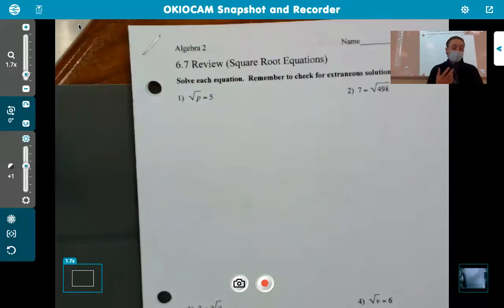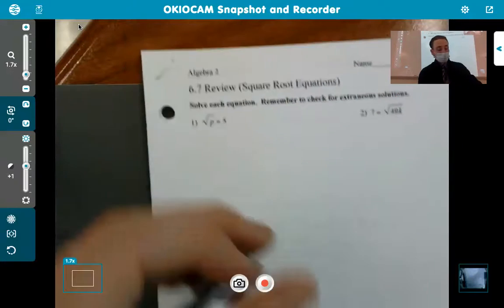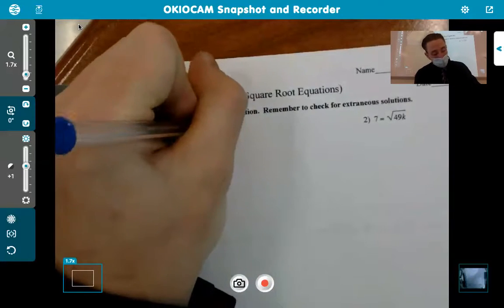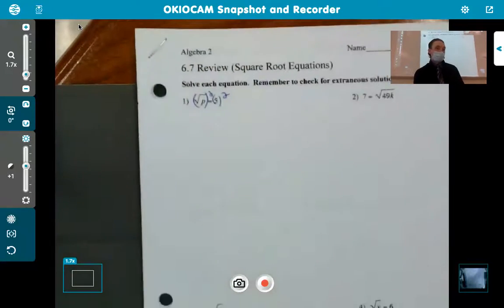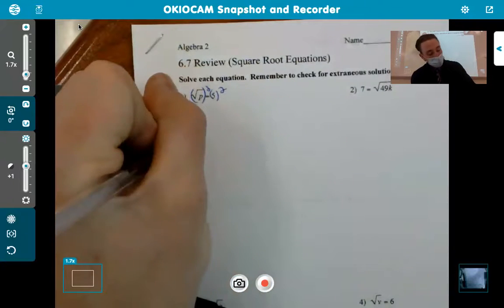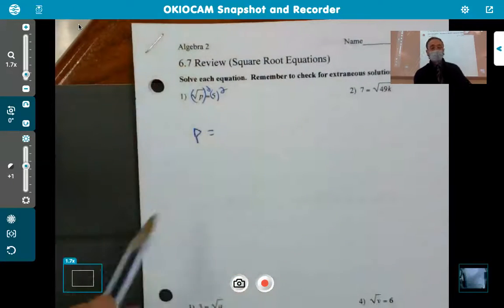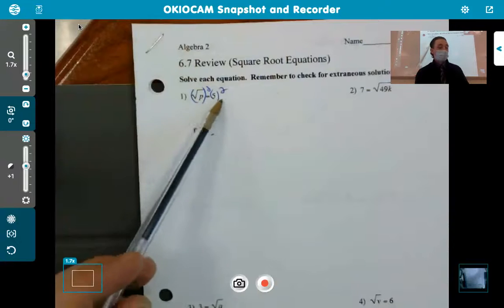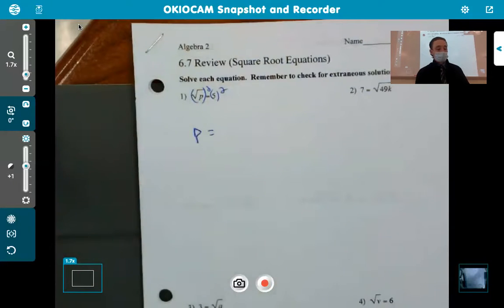My radical is isolated. There's no other term that I need to add or subtract to both sides, multiply or divide. So I'm going to start by undoing the square root. And to undo a square root, I have to do what on both sides? Square. Good. Remember that anytime you square both sides, it's going to eliminate the square root, and you're going to be left with whatever is inside your square root. So for this example, I have p inside of my square root, so that's what's going to be left over. And then 5 squared is what? 25. Good.